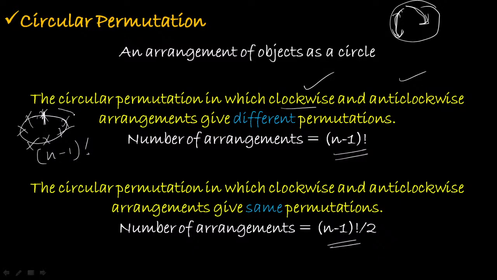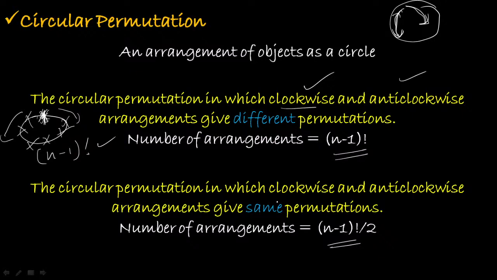Suppose you look at the clockwise and anti-clockwise directions, and I fix this point. You will get different permutations, meaning you will have different persons in different positions. That gives different arrangements that lead to different permutations. So the number of arrangements is given by the formula n minus 1 factorial. Let me move on again.